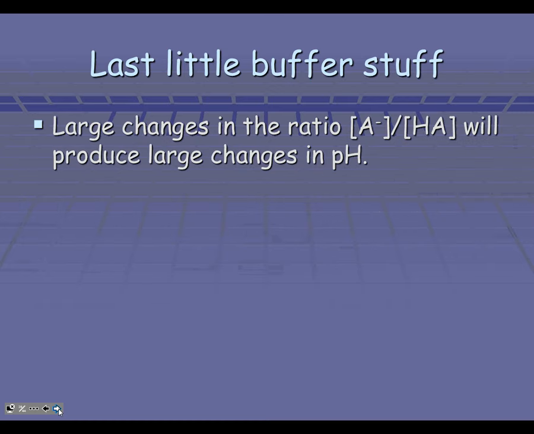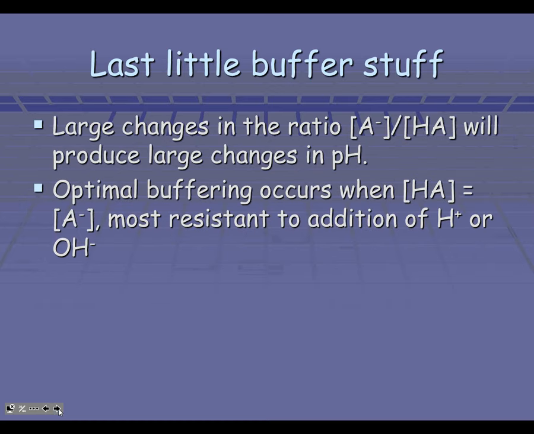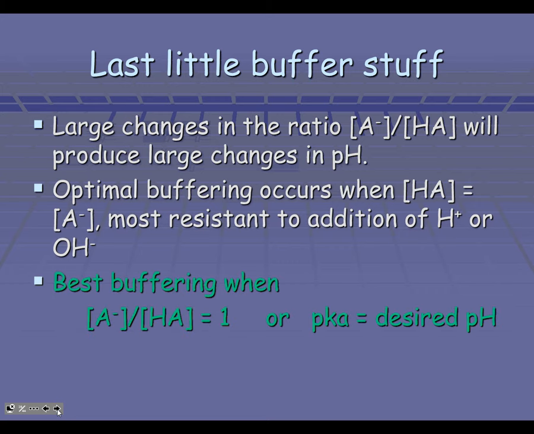Now, we talk about having the best buffering capacity, who can absorb the most hydroxide or hydrogen. We also talk about something that's known as optimal buffering. Who is the most resistant to the addition of hydrogen or hydroxide? The best buffering occurs when you have a 1-to-1 ratio between your A minus and your HA. When you have that 1-to-1 ratio, you end up with your pKa being equal to your desired pH.